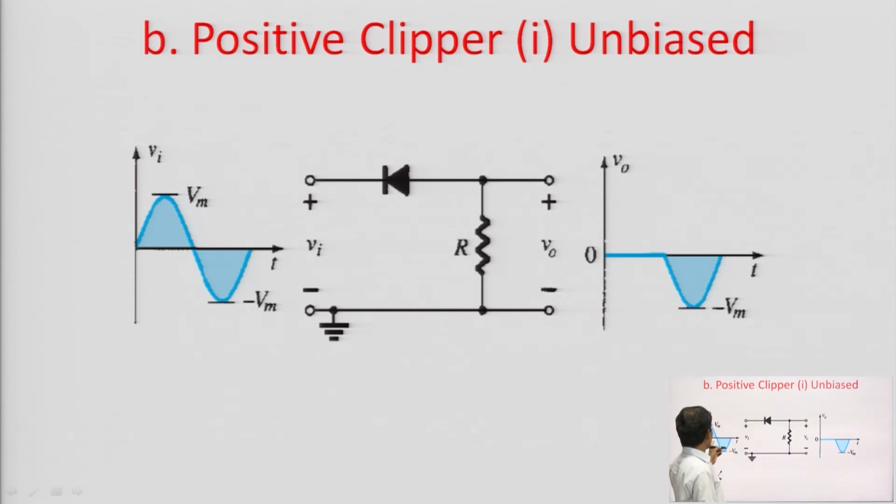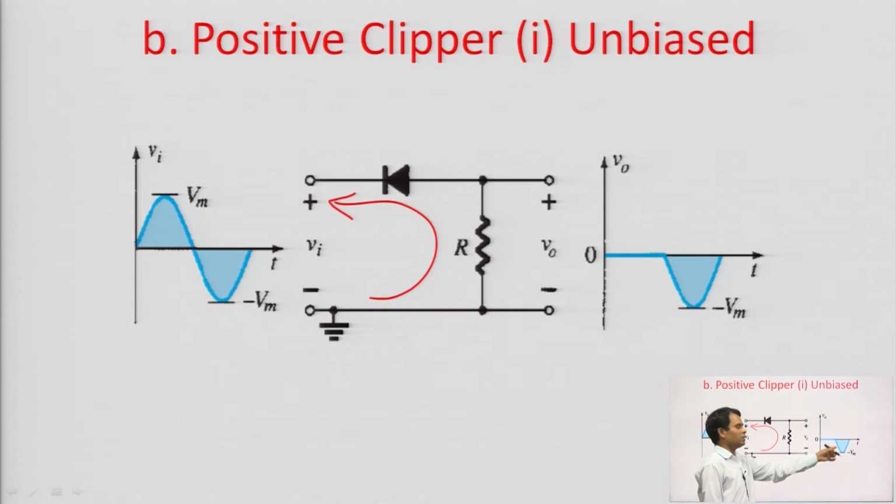In this circuit, when the input is in the negative half cycle, the diode is in forward bias and the diode conducts, and in this case output is equal to input. This means since the input is in the negative half cycle, the output is also the negative half cycle.